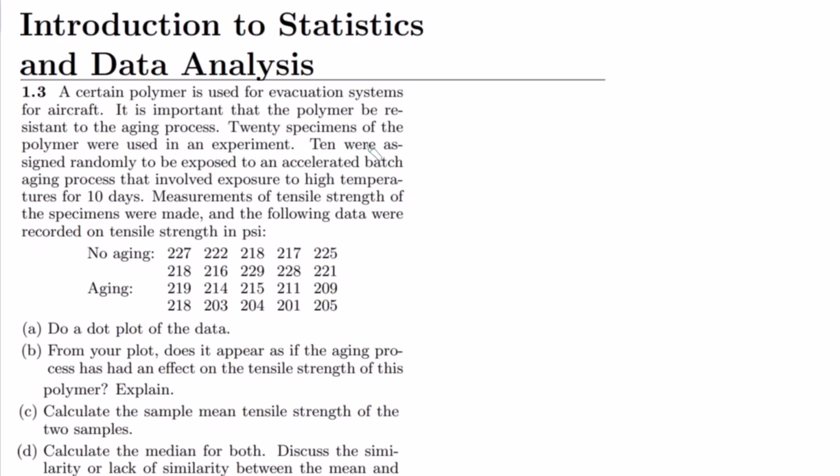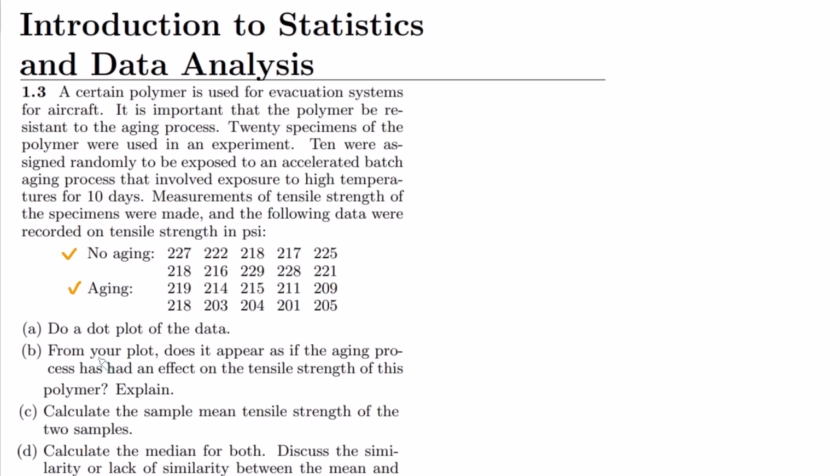Okay. So 20 specimens of the polymer were used in an experiment to test the aging and tensile strength. 10 were assigned randomly to be exposed to an accelerated bath aging process that involved exposure to high temperature for 10 days. Measurements of tensile strength of the specimens were made and the following data were recorded on tensile strength in PSI. Okay, so this data is for non-aging and aging as well. These are the 10 specimens for the aging and non-aging tensile strength of the polymer.